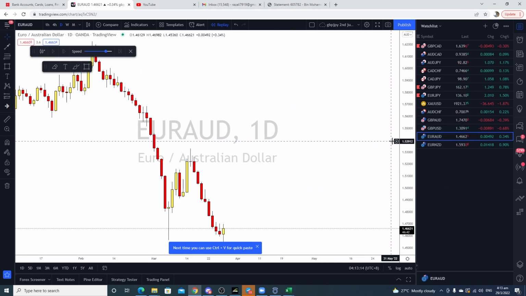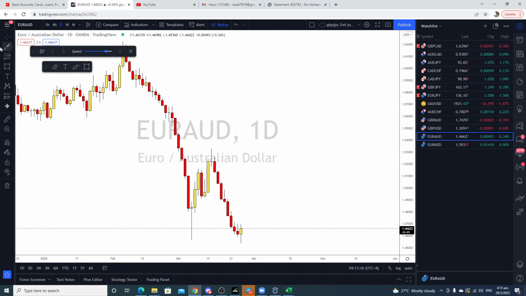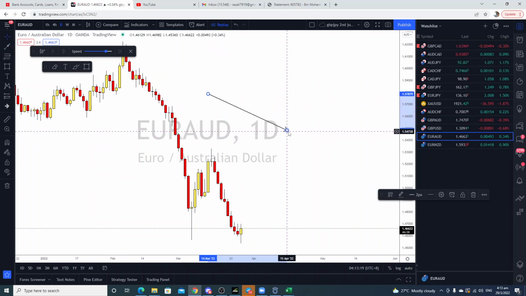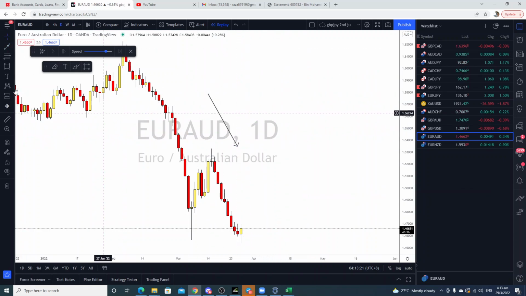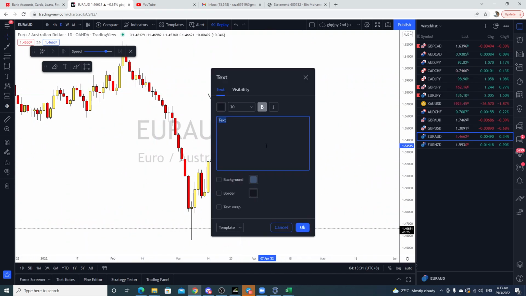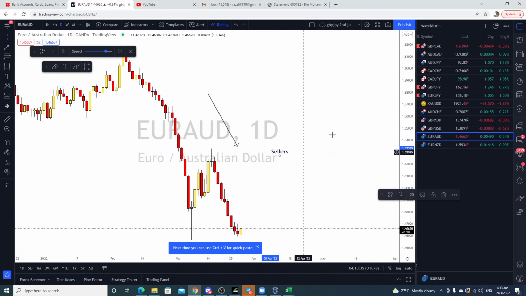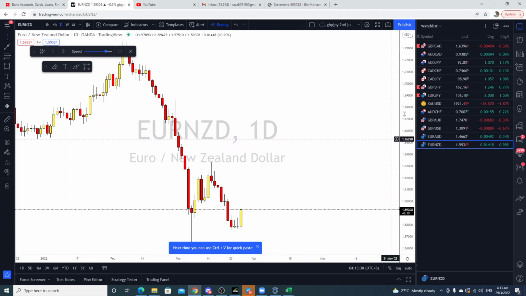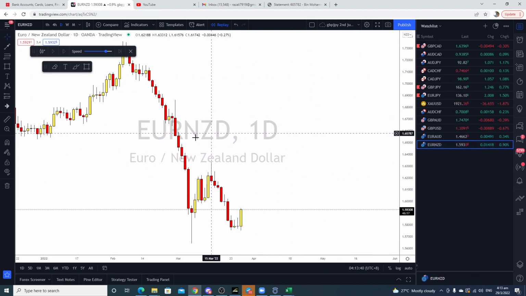Euro Aussie, trend down. Closing prices lower. Momentum still sellers. Strong momentum by the sellers. Okay, buyers momentum weak. Who's in control? Sellers. Still look for sell. Last, Euro NZD same as Euro Aussie.